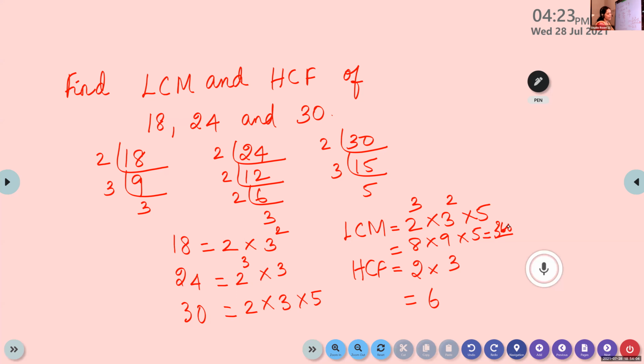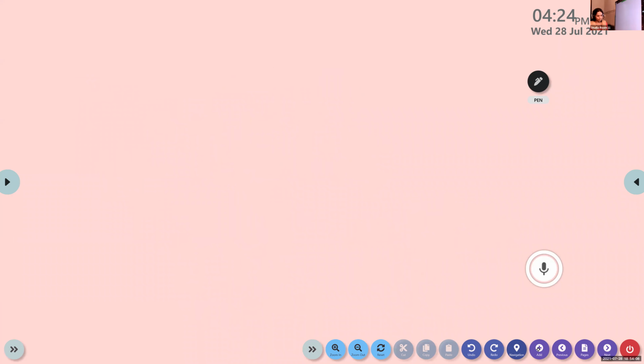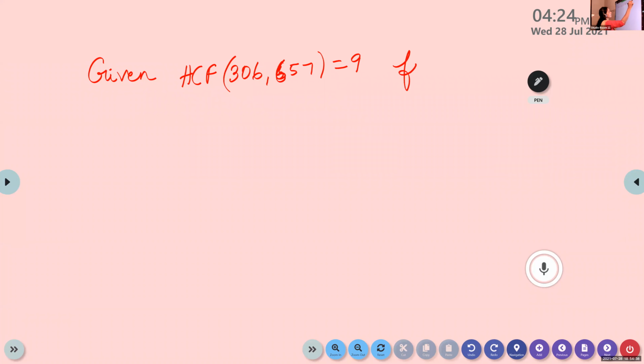Okay. Now write the next one. Given HCF of 306, 657 is equal to 9. Find LCM of 306, 657.